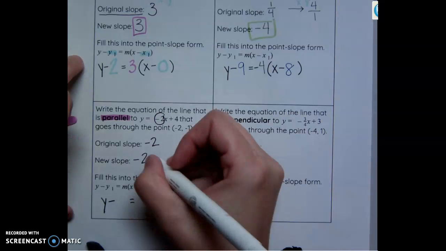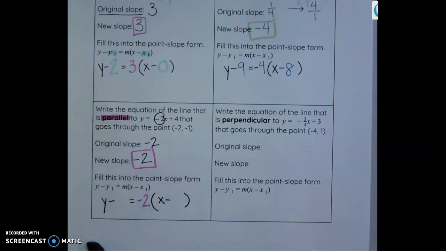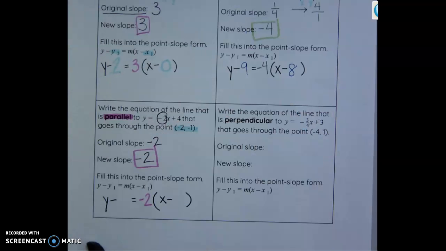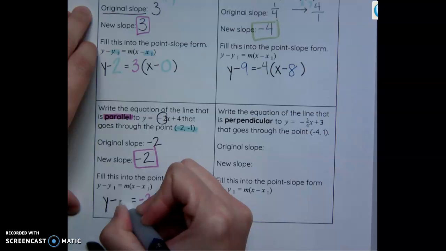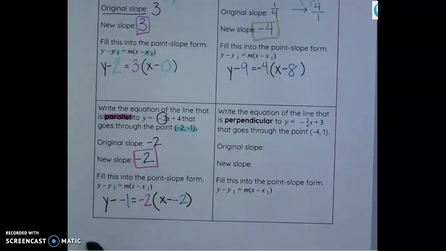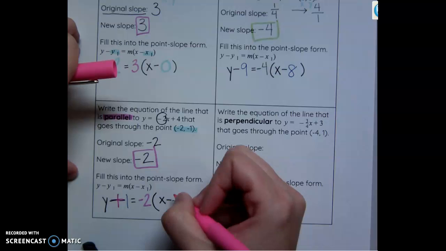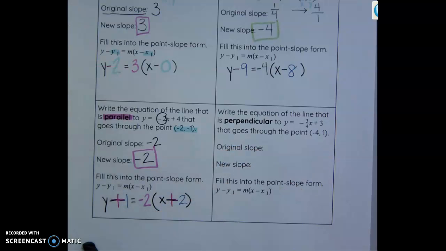I'm going to use my new slope here, negative 2. I'm going to fill in my new points. Now I have negative 1 here, negative 2 here. But when you subtract a negative, it becomes a positive. So this one is y plus 1 equals negative 2, x plus 2. That is your point slope form.